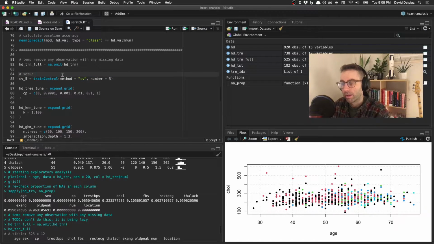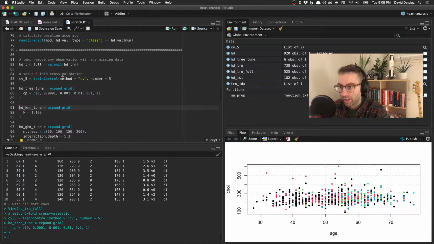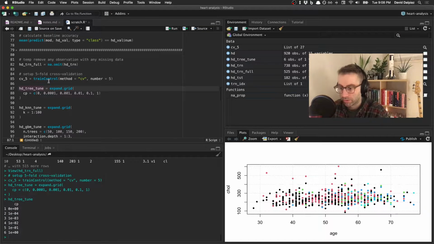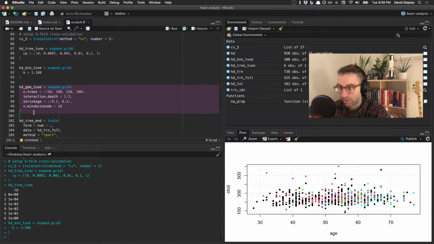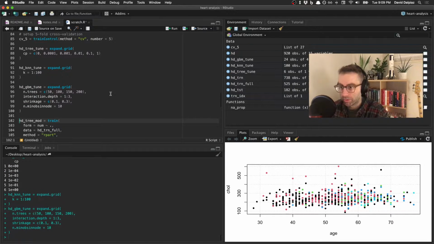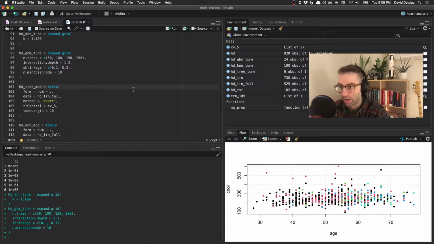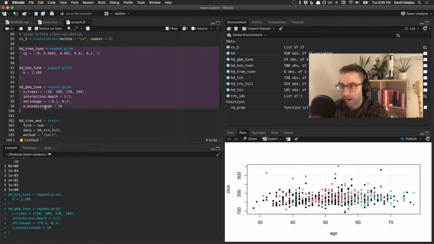Set up 5-fold cross validation. Okay. So it looks like we were going to tune a tree with these values of that parameter. We were going to tune k nearest neighbors where it tries k from 1 to 100. And it looks like we were also going to tune a boosted tree model. Okay. So these are setting up the parameters we're going to tune over.